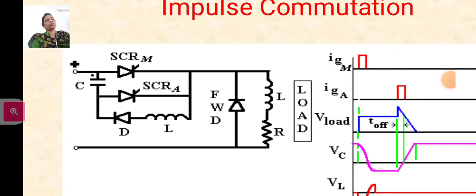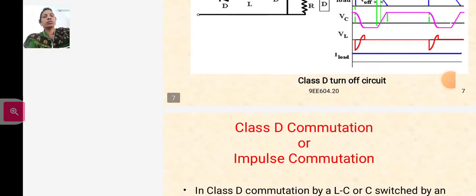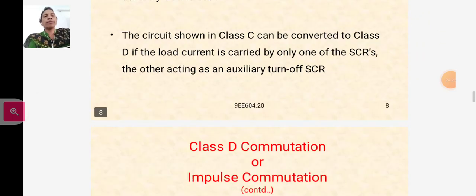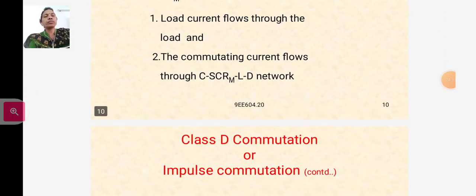At the end of this mode, T1 is turned off and capacitor C is charged with upper plate positive so that mode 1 can be repeated. This commutation technique is achieved with the capacitor voltage and hence it is known as voltage commutation. So this is about class D commutation, the class D or impulse commutation.